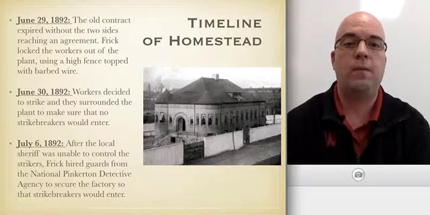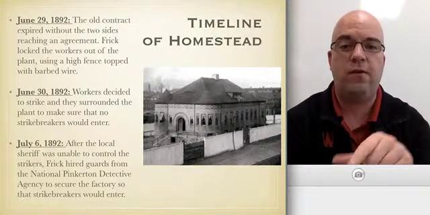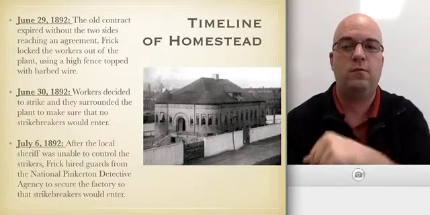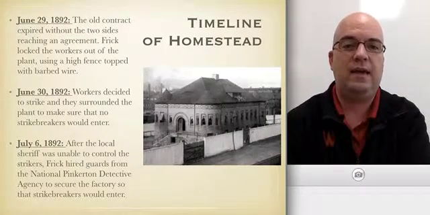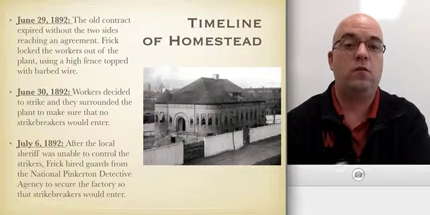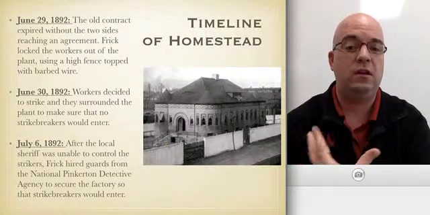There's no compromises happening. So Frick decides to lock the workers out, and he actually builds, and you can see this in the photograph there, a huge, massive fence around the factory and puts barbed wire on top of it so that the workers basically cannot get in. On June 30th, 1892, the workers decided to basically go on strike, and they surround the plant to make sure that strike workers wouldn't enter.